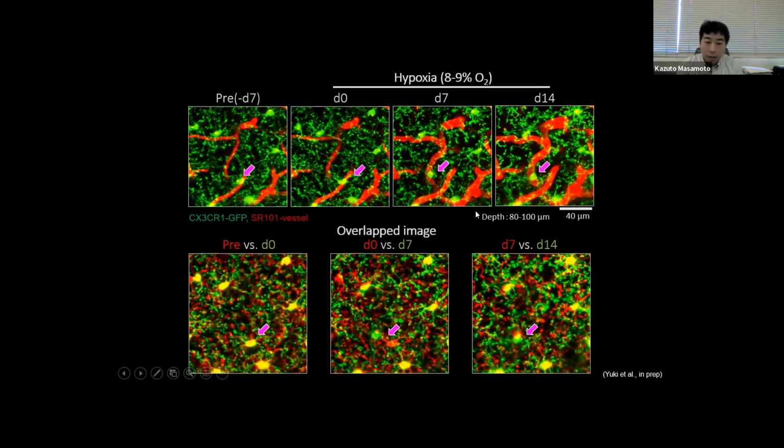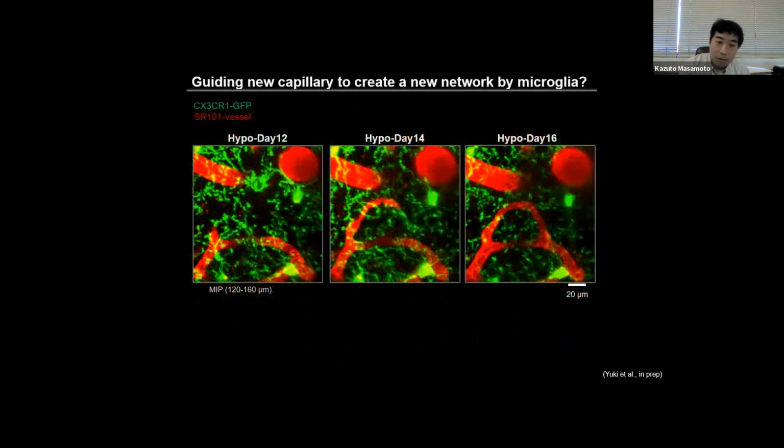If you look, you can change the color of each day, green and red. The yellow indicates the same place, but you see here the local microglia is shifted a little bit. These are all the same place over 1 week. So some of the microglia actually shifted to move.